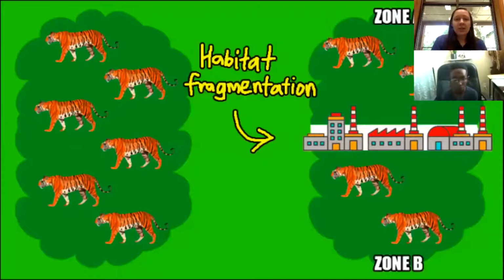And so this is just a picture or a diagram of what habitat fragmentation can come from. So over here we have a whole area of tigers where they can freely go back and forth. But then when you add in factories and urbanization, it splits an area into two. And so we have zone A and zone B. Well, the tigers in zone A, they can't get to the tigers in zone B anymore. So now they're unable to interact with each other.